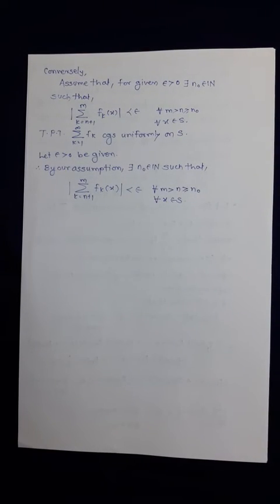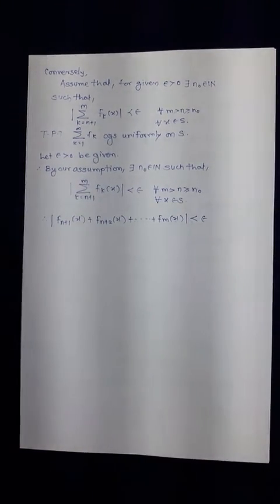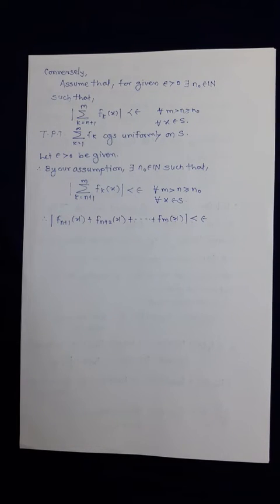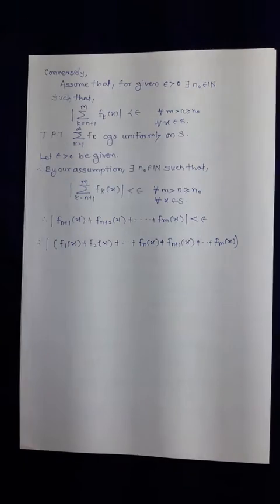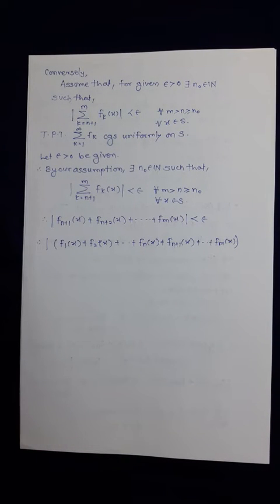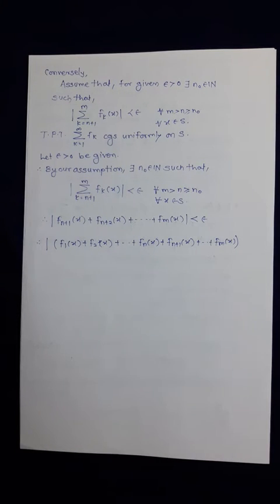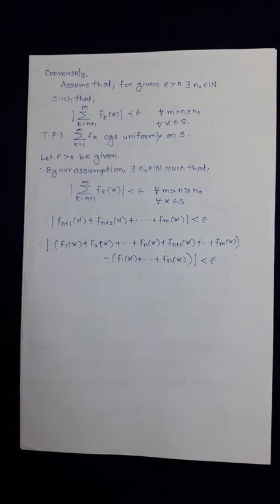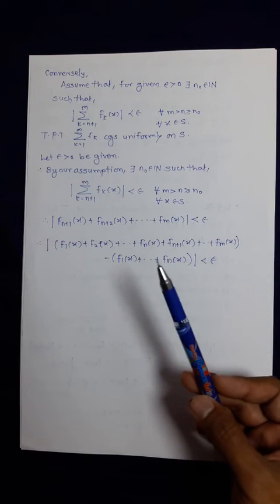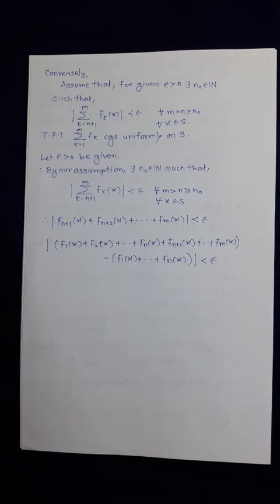Since k varies from n plus 1 to m, we can write f_{n+1} plus f_{n+2} plus and so on up to f_m less than epsilon. The same thing we can write differently. What is the difference between the previous step and this step? We have considered n terms additionally, f_1, f_2 and so on up to f_n. So obviously I need to subtract them, then only it will get managed. So f_1 will get cancelled, f_2 will get cancelled and f_n will get cancelled because they have opposite signs, and you will have f_{n+1} to f_m as in the previous step.